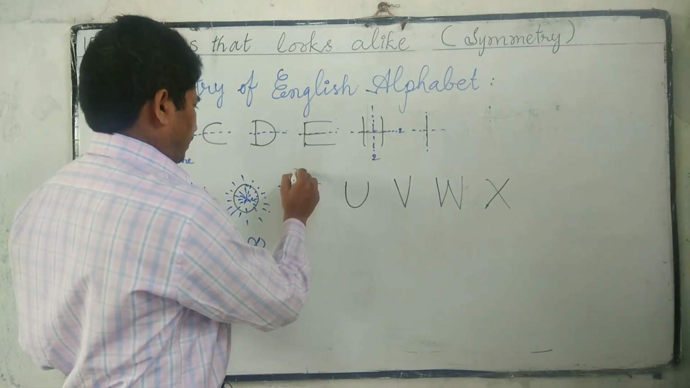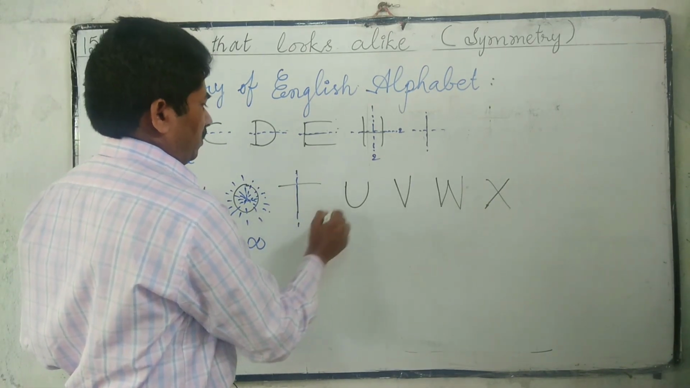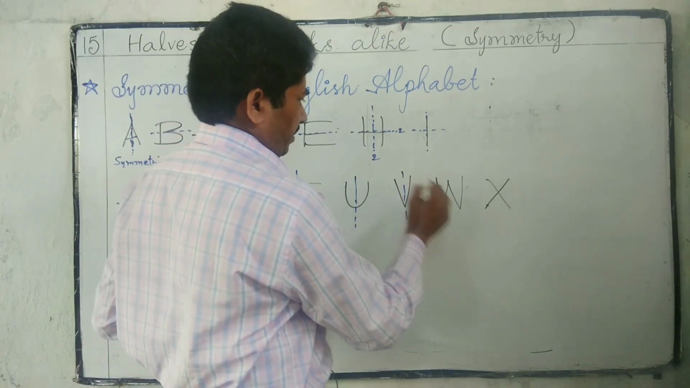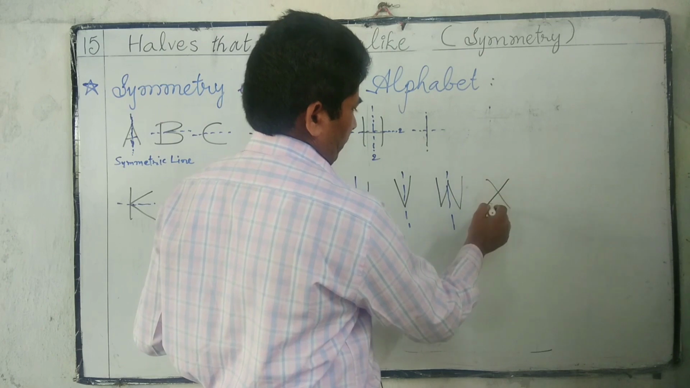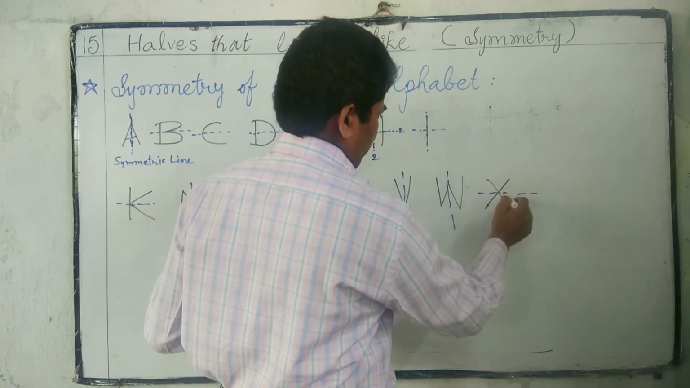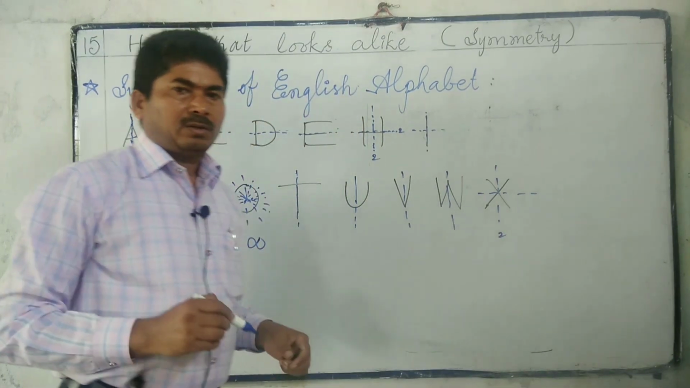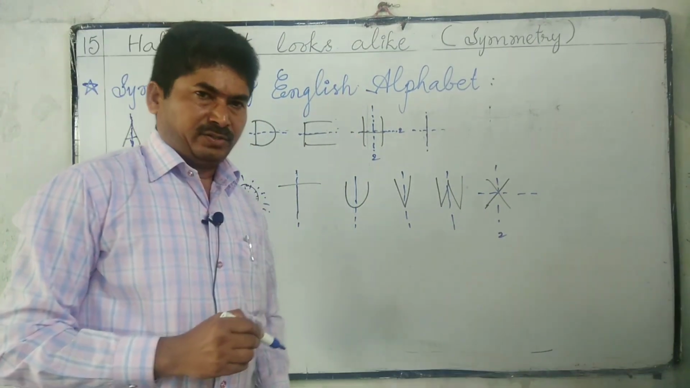T, U, V, W, X, it has two symmetric lines.